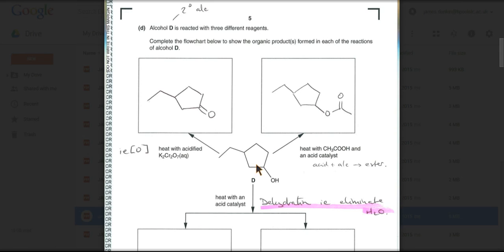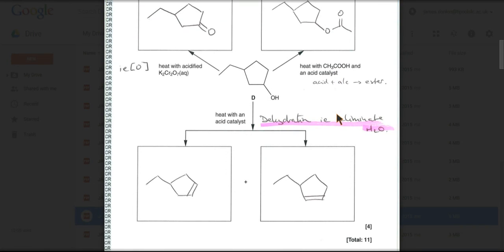If you react an alcohol with a carboxylic acid in the presence of an acid catalyst, that's esterification. And so we're going to get the ethanoate part of the ethanoic acid joining with the OH group. So we get this ester.